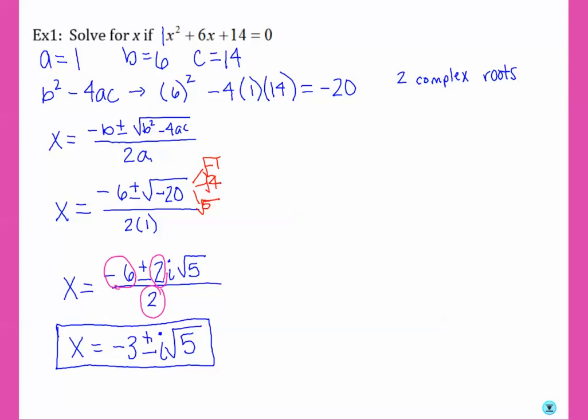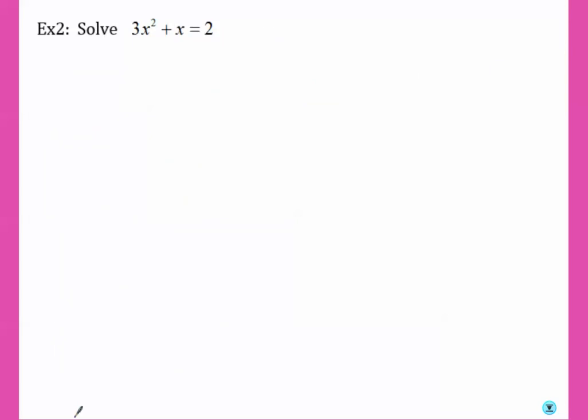All right, let's take a look at another one. Do you notice something that we need to change about this equation before we can get started? Hopefully you said that it's not equal to 0, so we're going to subtract 2, and we end up with 3x squared plus x minus 2 equals 0. So we know a is 3, b is 1, and c is negative 2.